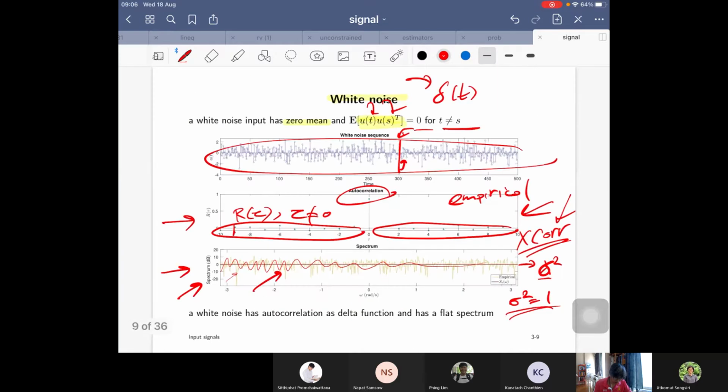We can already see a brief benefit of white noise: because of the flat spectrum, if you apply white noise input to the system, it can stimulate all frequency modes of the system.